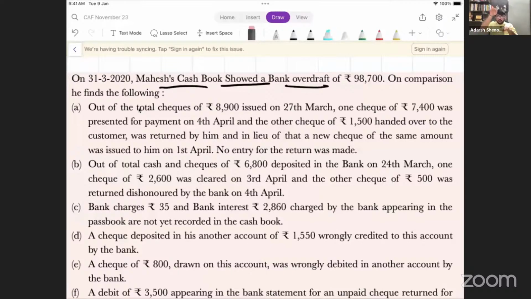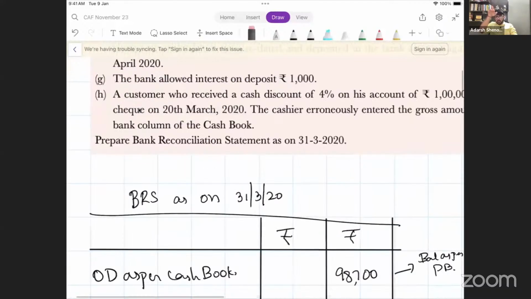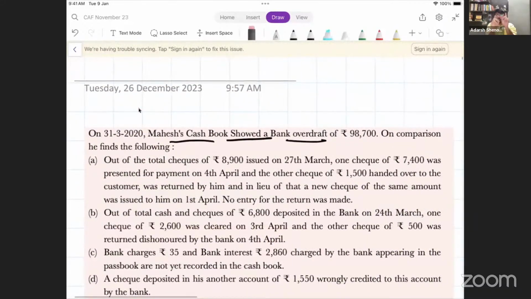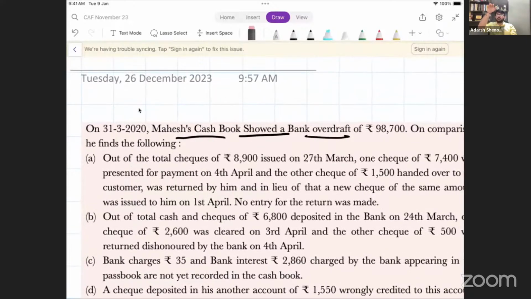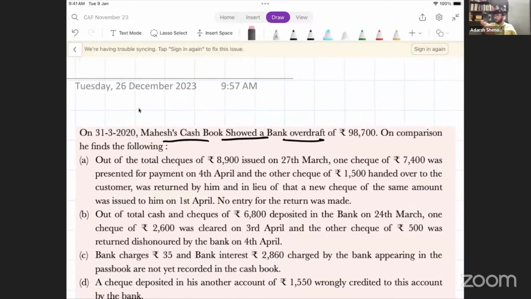So I am preparing the BRS on 31st of March. Till 31st of March, the passbook has not moved for this one check. It has not gone down before 31st of March because it was not presented for payment. The person to whom I had given the check has not taken it to the bank, so the banker has not entered it in the passbook. But I have entered it in my cash book because I had issued the check on 27 March. So I have minused it in my cash book, but in the passbook the entry has not been made.